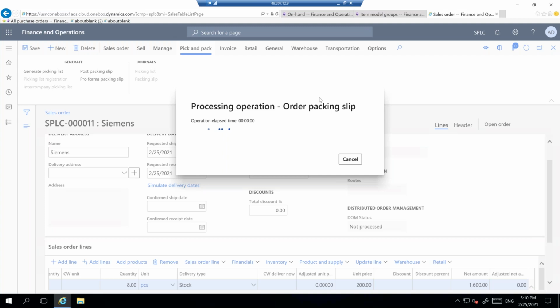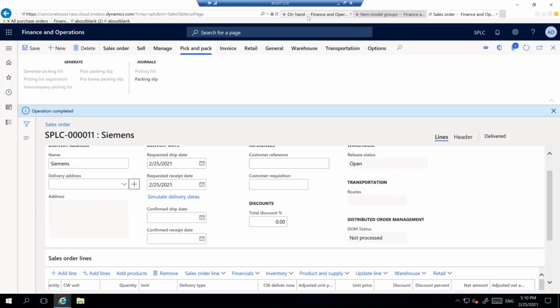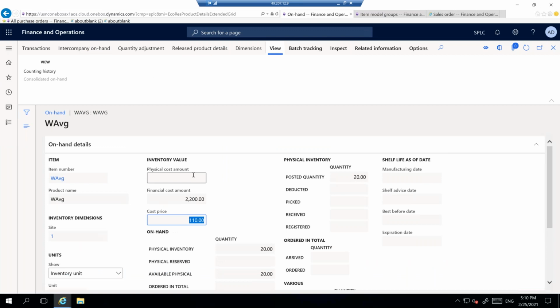Now, if you verify on hand inventory, what happens? Physical cost amount will be updated with negative. Look at this one. And the stock will be deducted because we did packing slip. It is updated with minus 880. Now available stock is 12 only, and it was showing deducted. So the same cost wise it is showing.